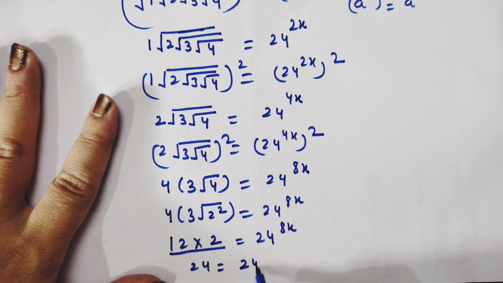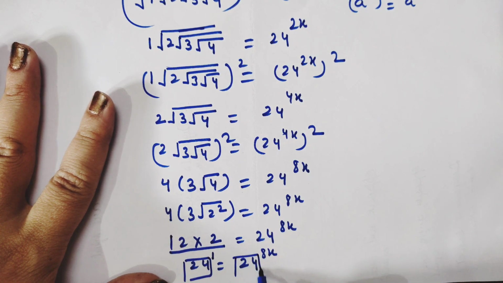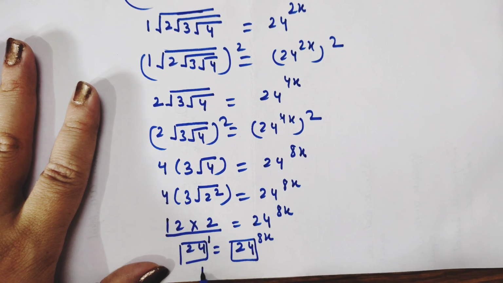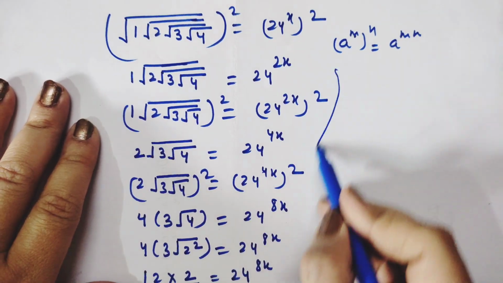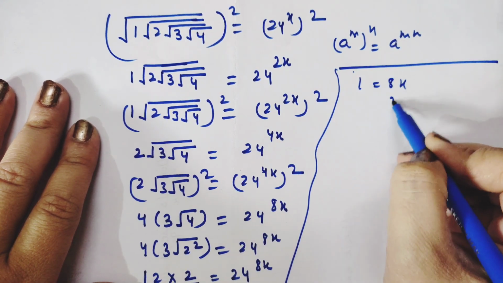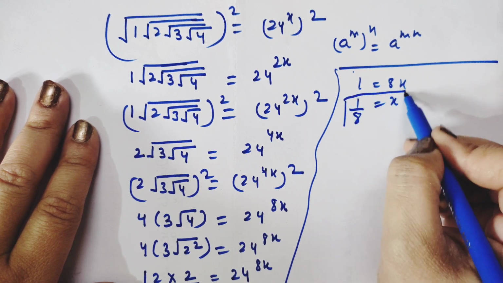24 equals 24 to the power 8x. On the left hand side the power is 1, and on the right hand side the power is 8x, and the bases are the same on both sides. If the bases are the same, we can compare the powers. So 1 equals 8x. So the x value is 1 by 8. This is our answer.